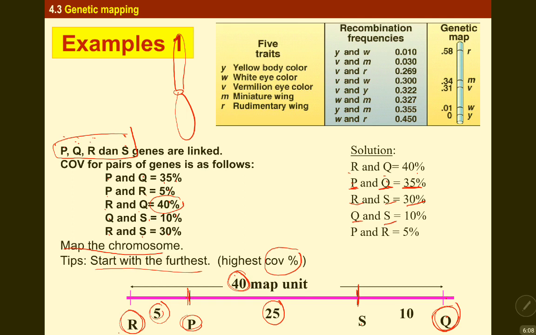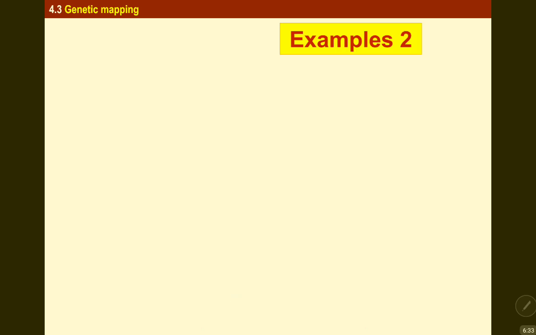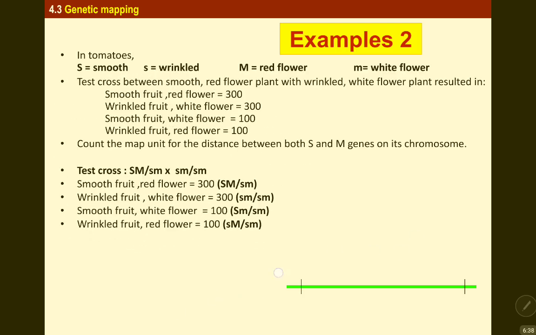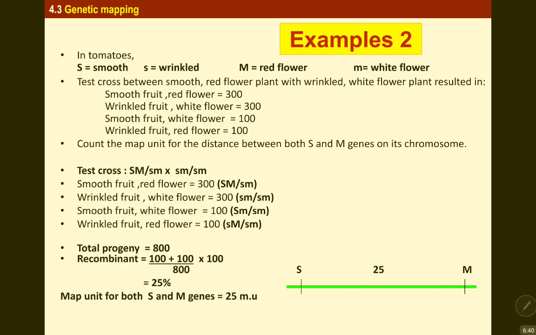Q and S is 10. So your Q is already here. So S just now we locate it here. So let's reconfirm. Is it 10%? Yes, 10% here. So now 5 plus 25 plus 10 equal to 40. So the location of the gene on this chromosome is RBSQ.